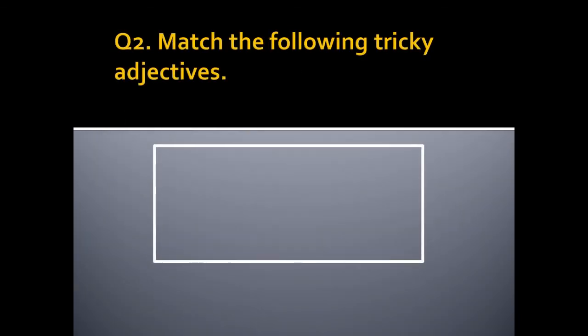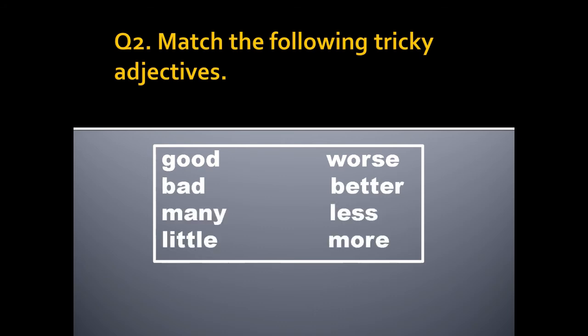Toward the next question. Question number 2. Match the following tricky adjectives. Good, worse. Bad, better. Many, less. Little, more. So what you have to do is match the following tricky adjectives. These are irregular adjectives. So you have to see that good will become better, bad, worse, many, more, little, less. So now we have to see the question number 3.